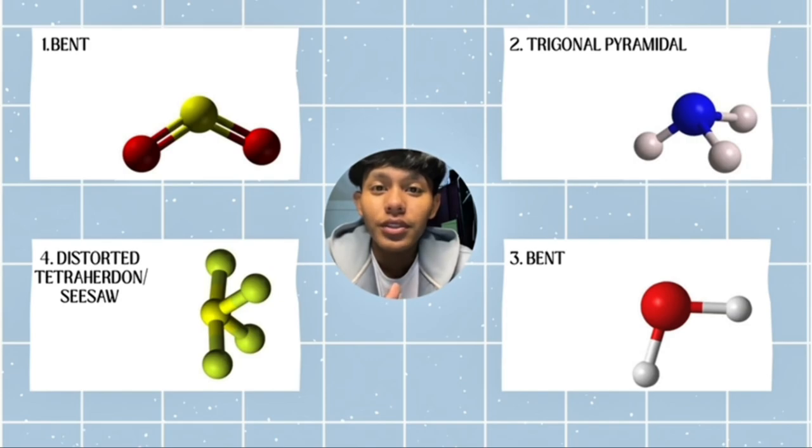Bent shape occurs when the central atom has lone pairs that push bonded atoms closer together. Trigonal pyramidal shape forms when there are 3 bonded atoms and 1 lone pair, giving a pyramid-like structure. Distorted tetrahedral or seesaw shapes happen when lone pairs distort the ideal tetrahedral arrangement. These shapes affect the molecule's polarity and chemical properties.